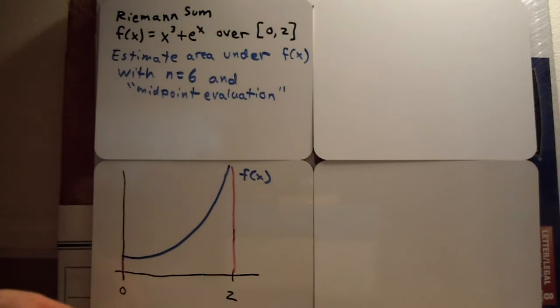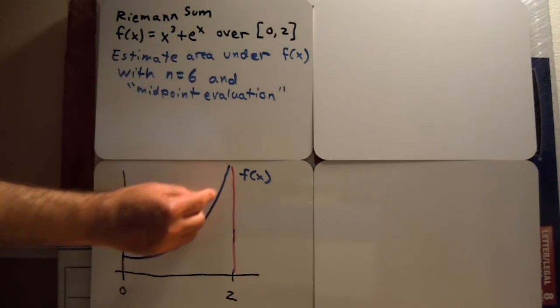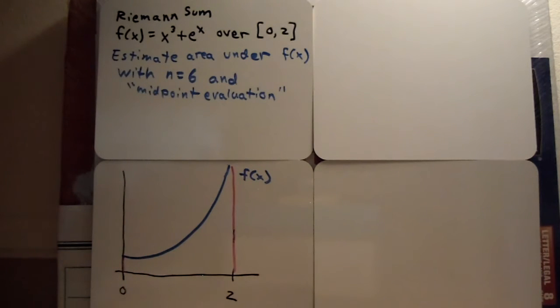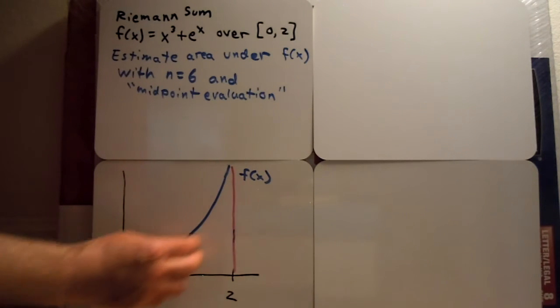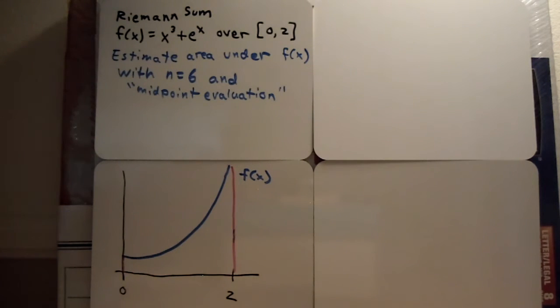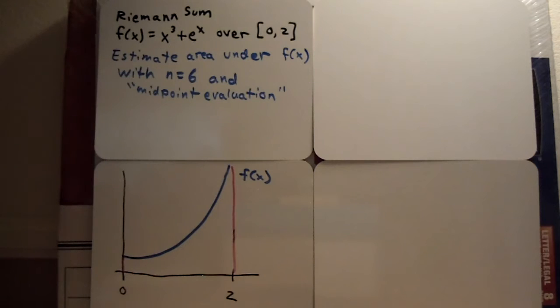So in the picture, we can see the curve, f of x equals x to the third plus e to the x over the interval from 0 to 2. That curved shape underneath the function over the interval 0 to 2, this region here, is something that we want to estimate using a Riemann sum with the rectangular boxes.